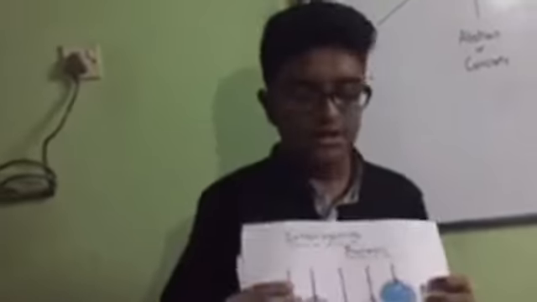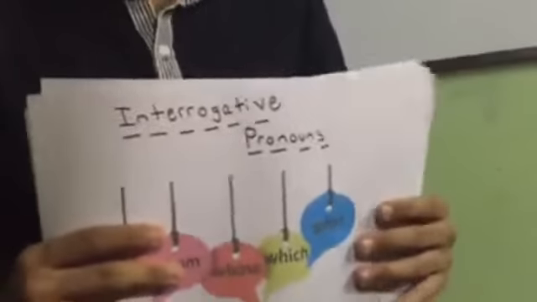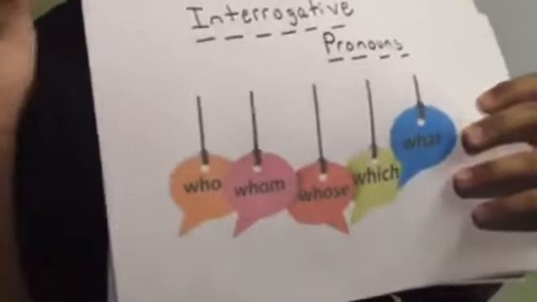And finally, interrogative pronouns. Interrogative pronouns include who, whose, which, and what. If I say, what is the problem? Or whose marker is that? Or what is this competition about? In this case, the interrogative pronoun is asking a question. These are always included in questions.